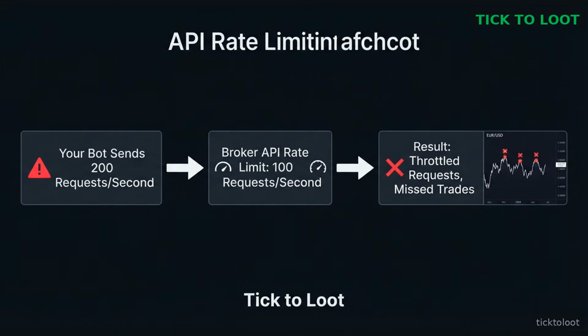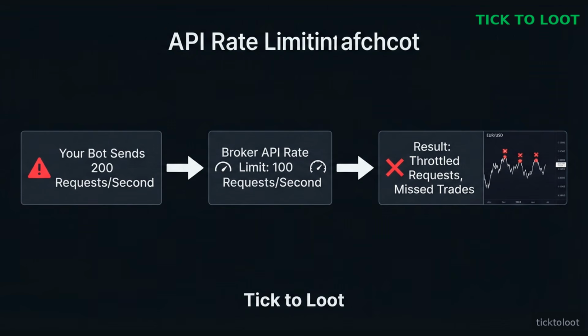One of the most common beginner mistakes when moving to automated trading is ignoring the broker's API limits. API stands for Application Programming Interface, which is simply a set of rules that lets your trading robot talk to the broker's computer system. Think of it like a telephone line. You can only make a certain number of calls per minute before the line gets busy. Brokers set limits on how many requests your software can send in a given time frame, often measured in requests per second or per minute, to protect their servers from overload.